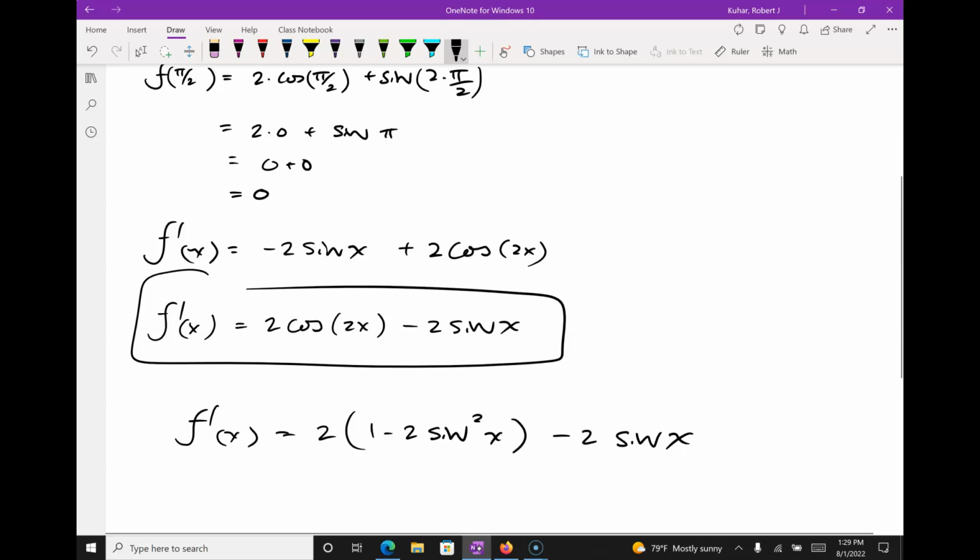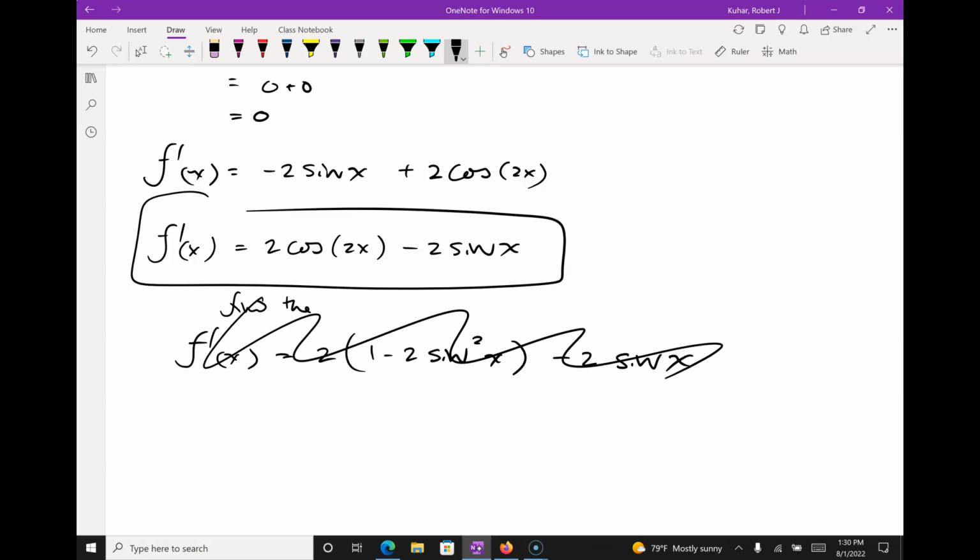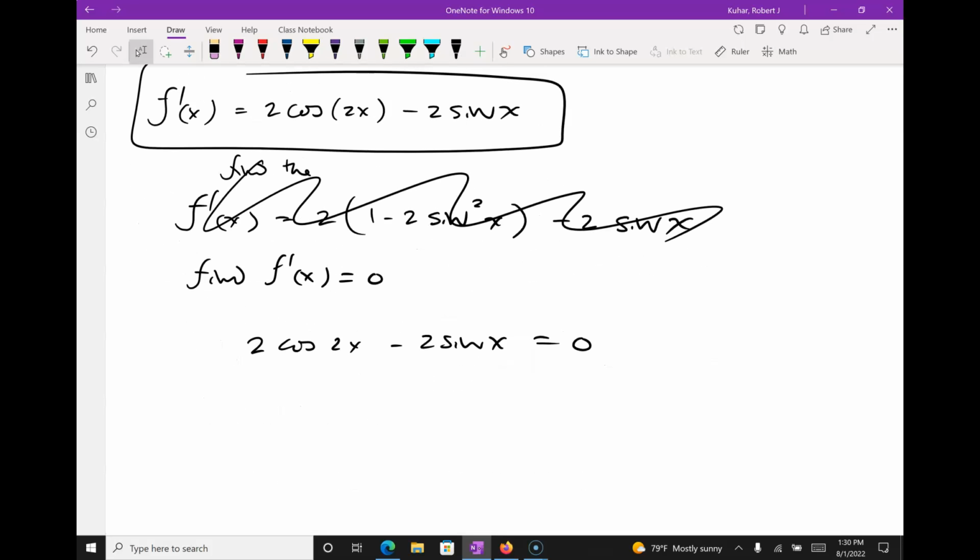Yeah, I got to find the critical values, right? Yes, absolutely. So let me start that again. Find f prime of x equal to 0. So I want to find 2 cos 2x minus 2 sine x equals 0. And of course, I can divide by 2, so I get cos of 2x minus sine x equals 0. And here's where I need the identity. Cos of 2x is 1 minus 2 sine squared x.